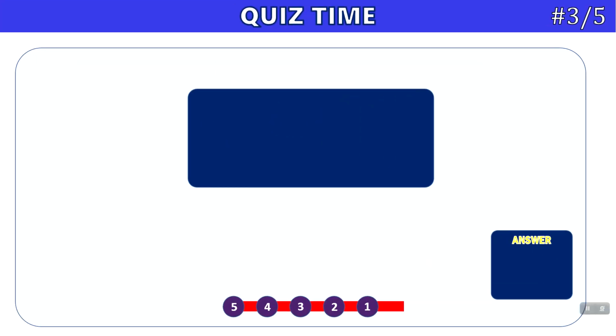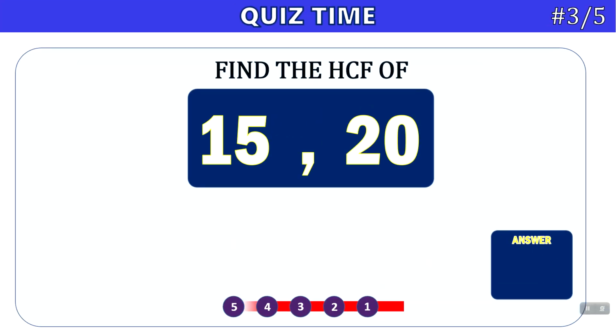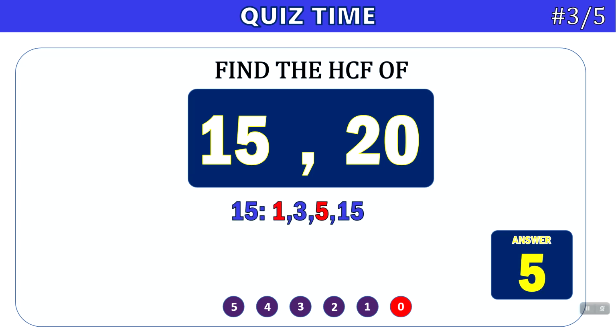Question 3. Find the HCF of 15 and 20. Time's up. The answer is 5. The factors of 15 are 1, 3, 5, and 15. The factors of 20, as we saw earlier, are 1, 2, 4, 5, 10, and 20. The common factors are in red, and the greatest one is 5.